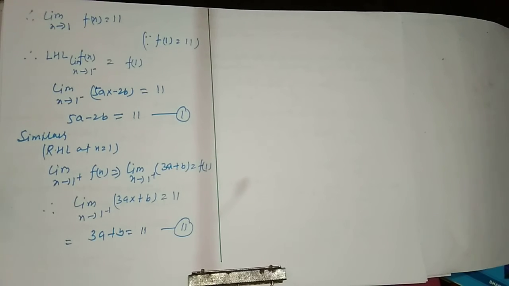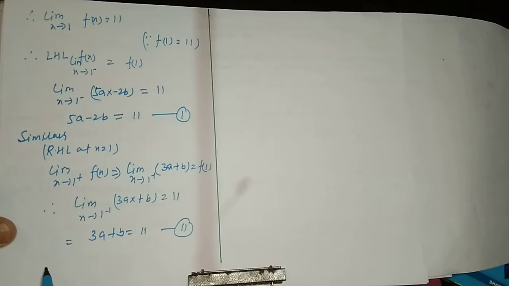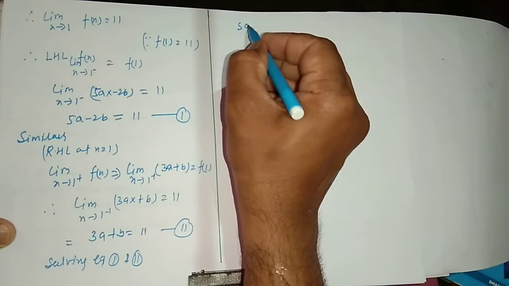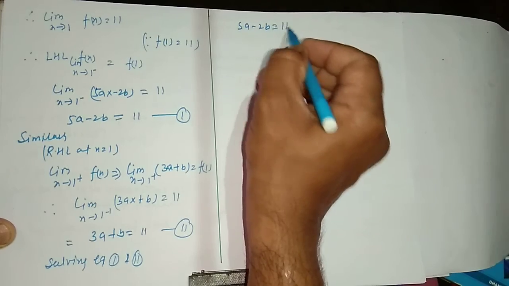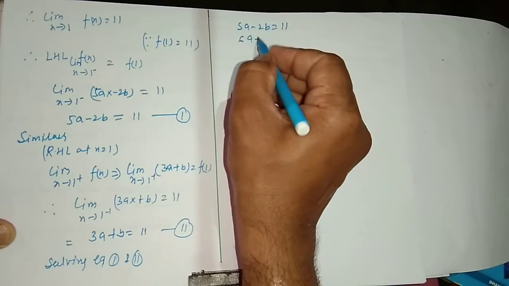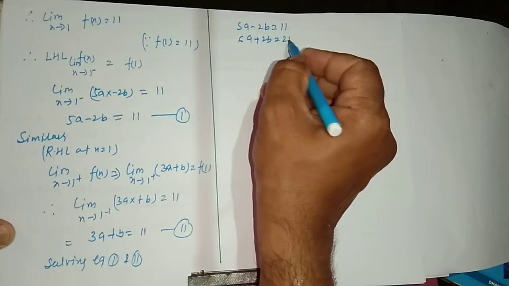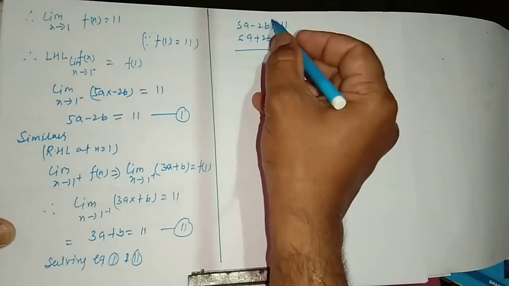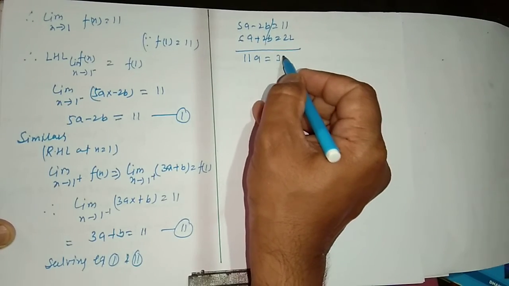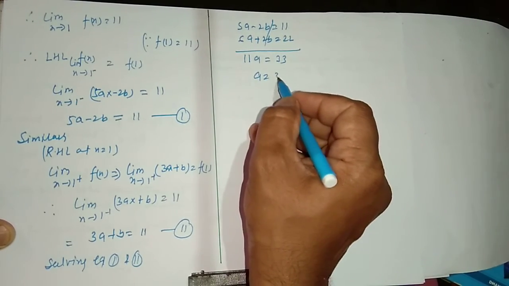Okay, we can solve now. On solving equations first and second: 5a minus 2b is equal to 11, and we multiply the second by 2, so 6a plus 2b is equal to 22. Adding these, 11a is equal to 33, so a is equal to 3.